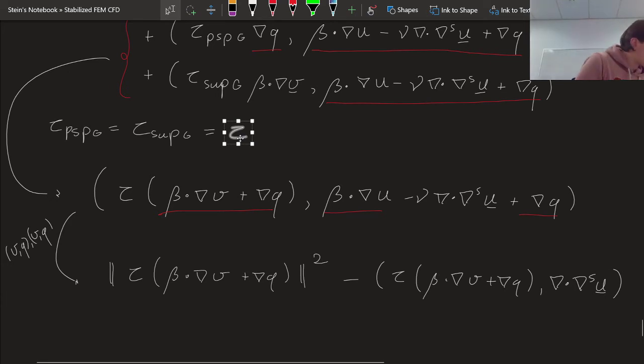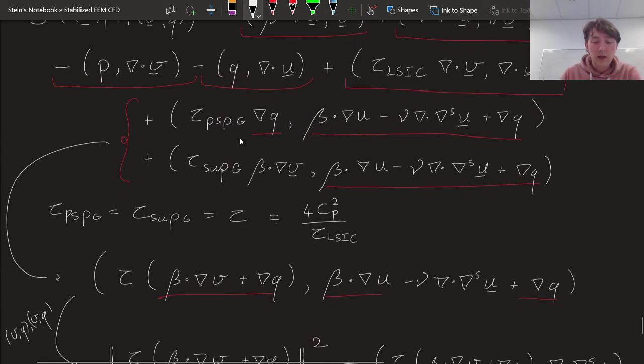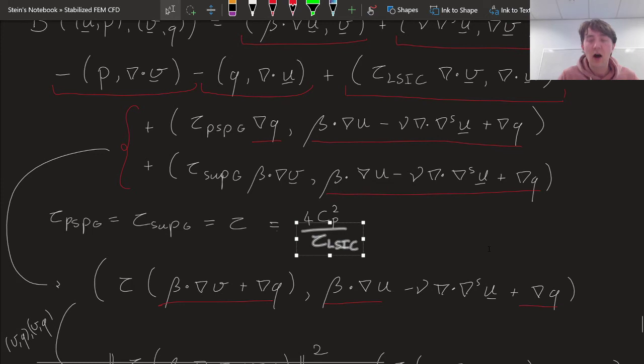And if I may quickly write it down again, I think the statement that we concluded on was that this is also going to be equal to 4CP squared divided by tau LSIC. So now in essence we really only have one stabilization parameter left, tau, and all the other ones, PSPG, SUPG, LSIC, are all functions of that one stabilization parameter.